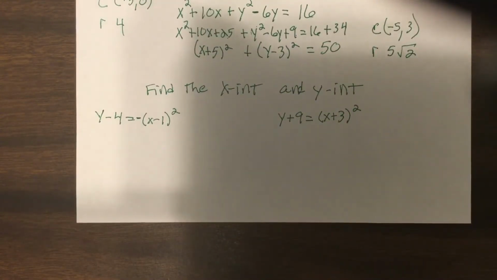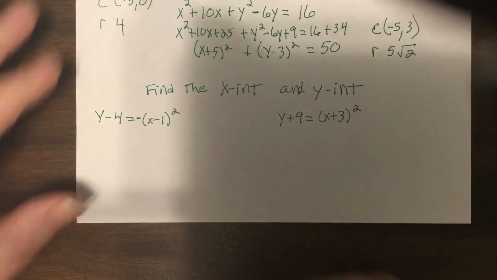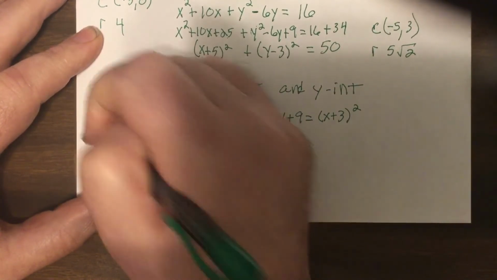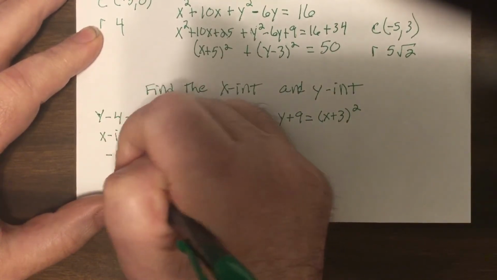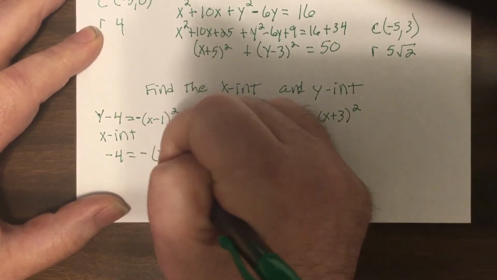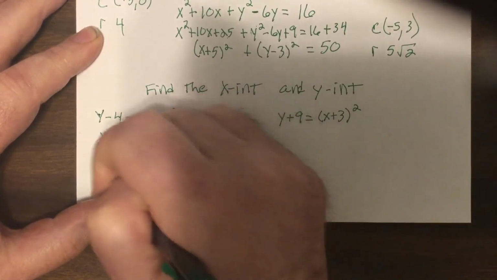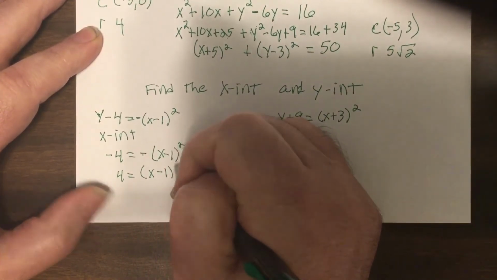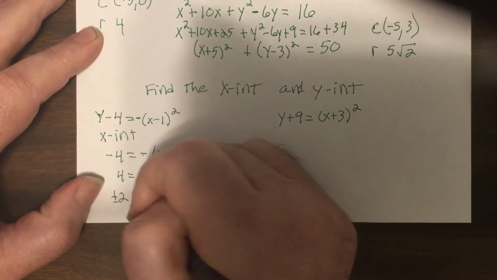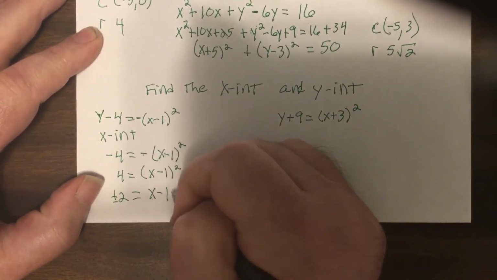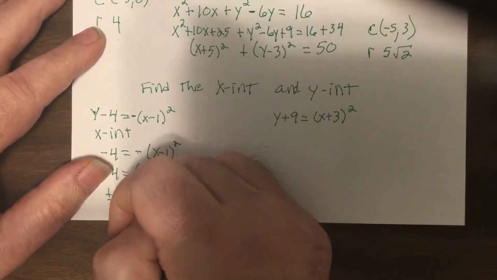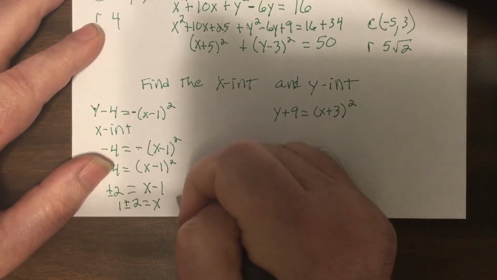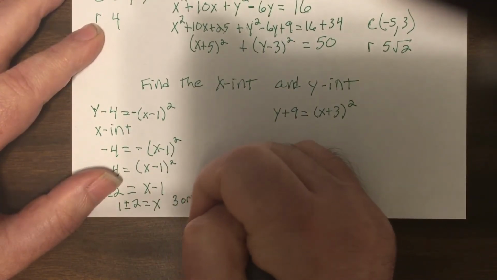Now the last problem's find the X and Y intercept. Now if you remember the X intercept, you put 0 in for Y, the other variable. So we'd have -4 equals the opposite of x minus 1 squared. Take the opposite of both sides. Square root is plus or minus 2 equals x minus 1. Add 1 to both sides. It's 1 plus or minus 2, which we can simplify to 3 or -1.